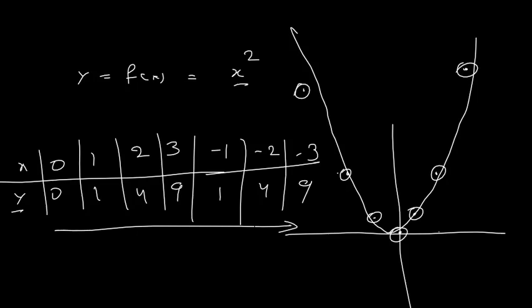Cubic function, you understand cubic function. Now for the cubic function, when x is negative, y is also negative. So if I draw the graph, I will get something like this. So something of this kind is y equals x cube.